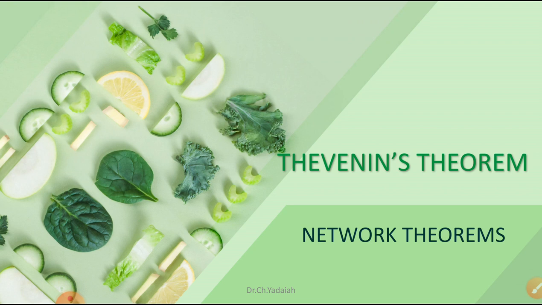In previous classes we have seen electrical circuits. The simple circuits can be solved by using our basic formula V is equal to IR for linear circuits. What is that? It is our Ohm's law. This law can be simplified for simple circuits.